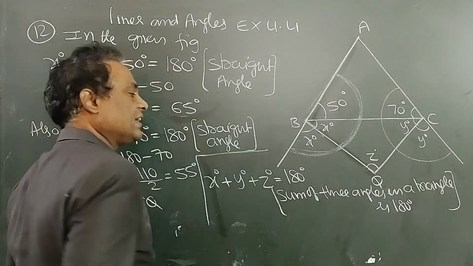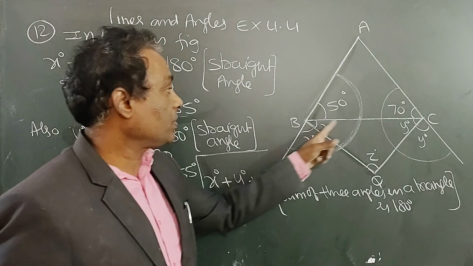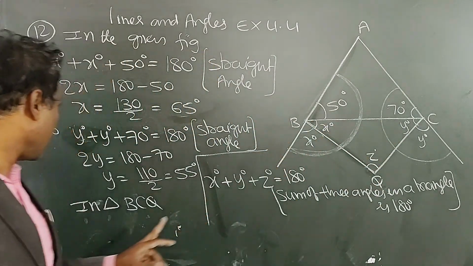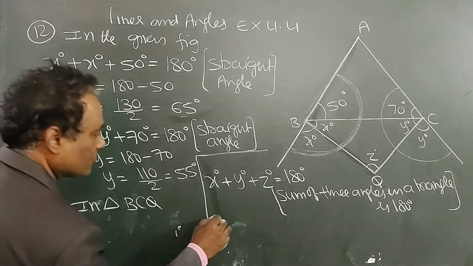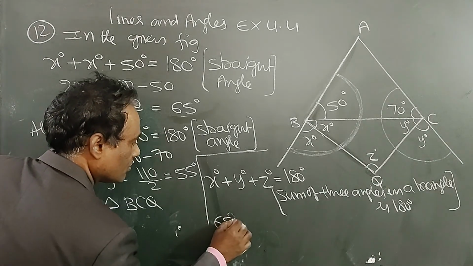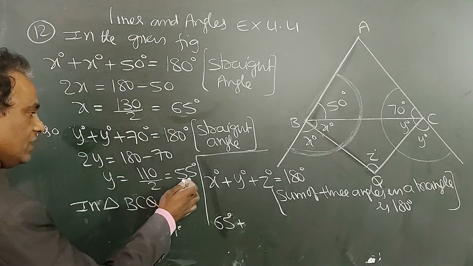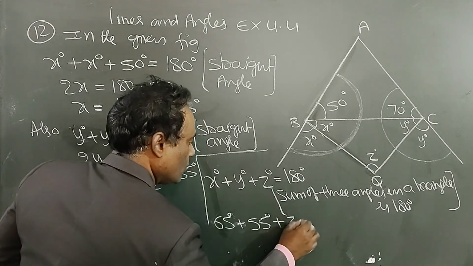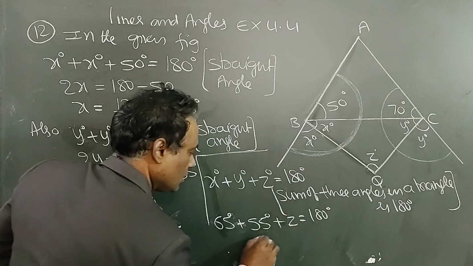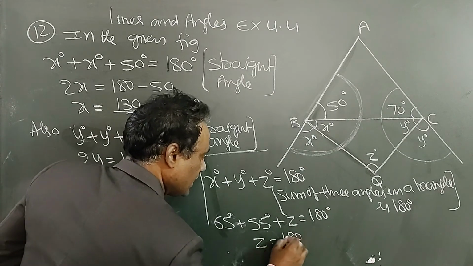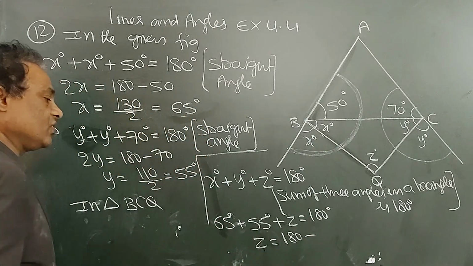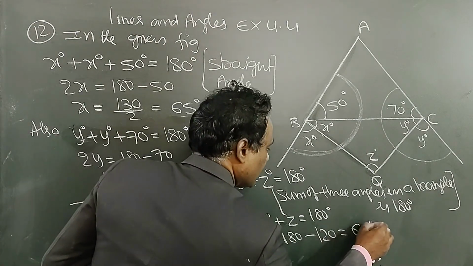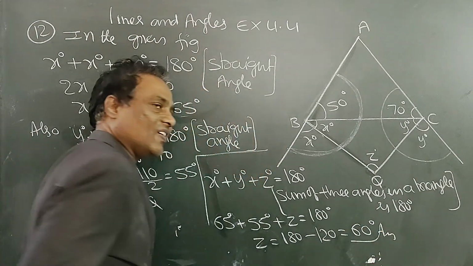Sum of three angles in a triangle is 180 degrees. This angle plus this angle plus this angle is equal to 180. What is X? 65. Y is 55, plus Z we don't know, we have to find. So Z is equal to 180 minus 55 plus 65, which is 120. 60 degrees, Z is over. We got the Z value.